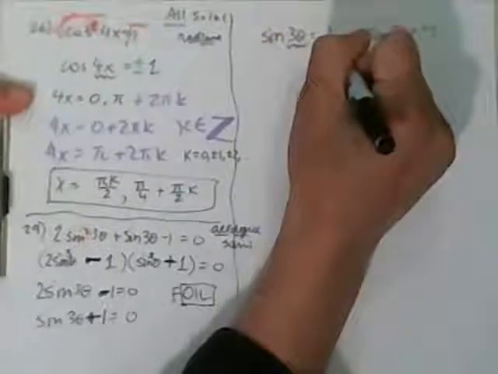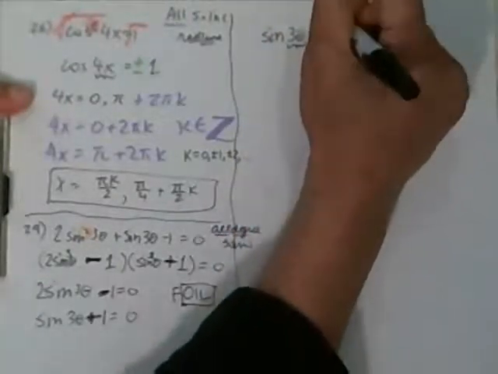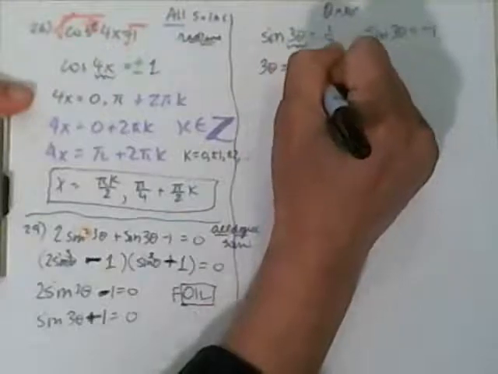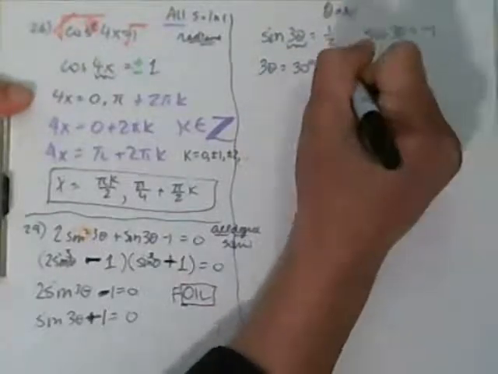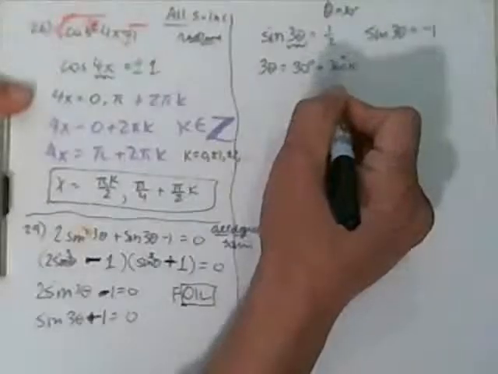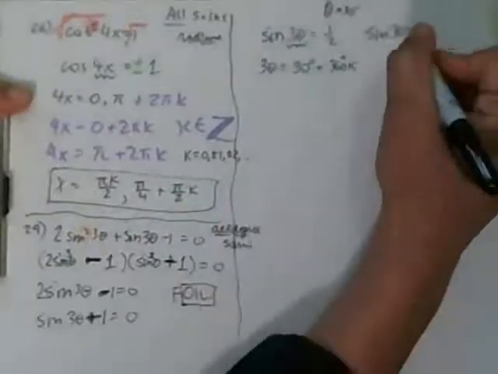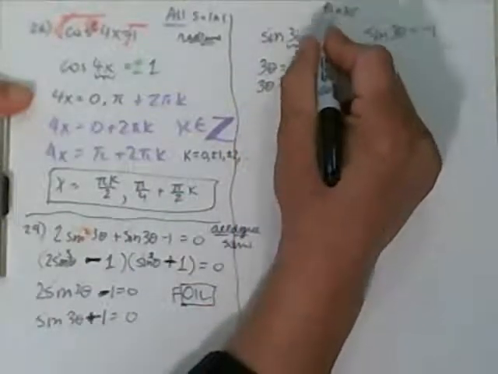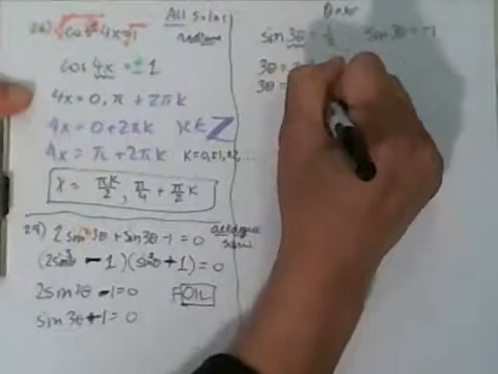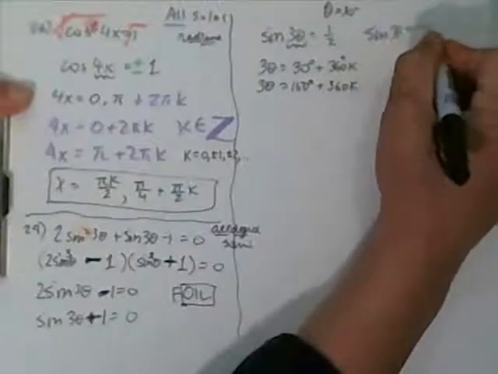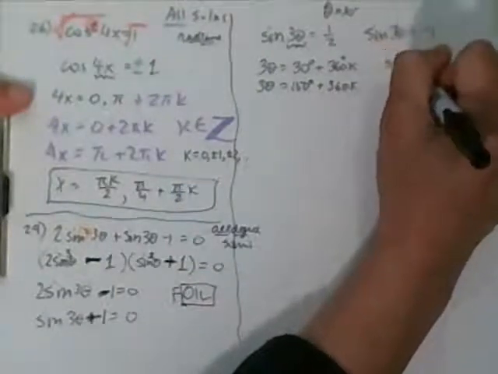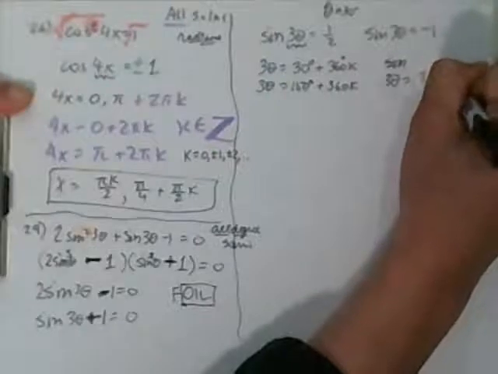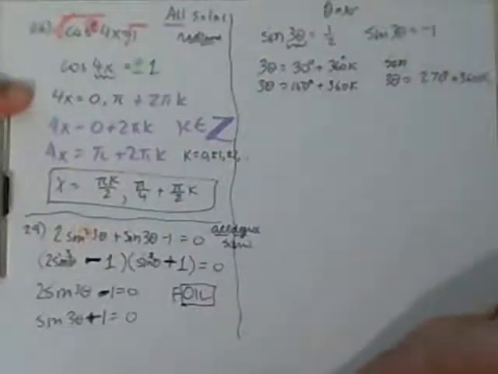What angle has sine equal to 1/2? It's going to be in degrees. It's going to be 30 degrees. So 3 theta is equal to 30 degrees plus 360K. Remember that? When it says all, without restriction, we just add 360K. There's also one more. Sine of 3 theta is equal to 1/2, and since the reference angle is 30, it's going to be 150 degrees plus 360 degrees K. For this one, sine of 3 theta equals negative 1, so 3 theta is equal to 270 plus 360K. So far, so good.